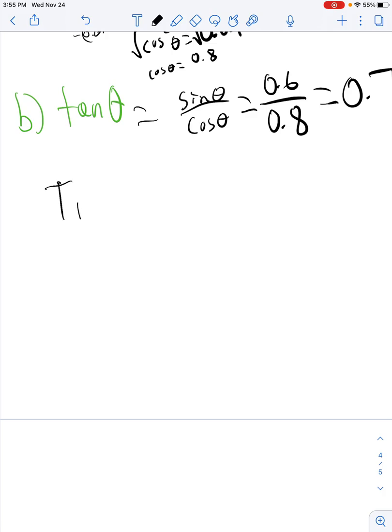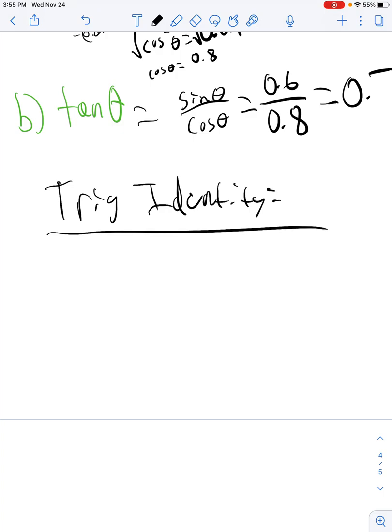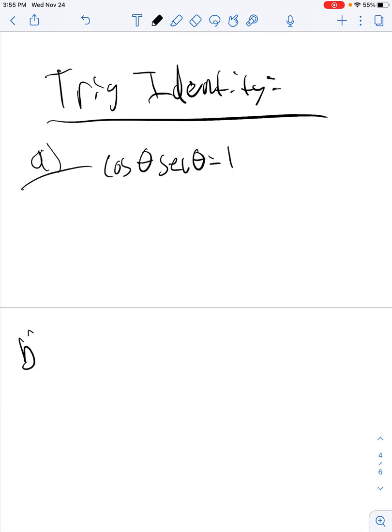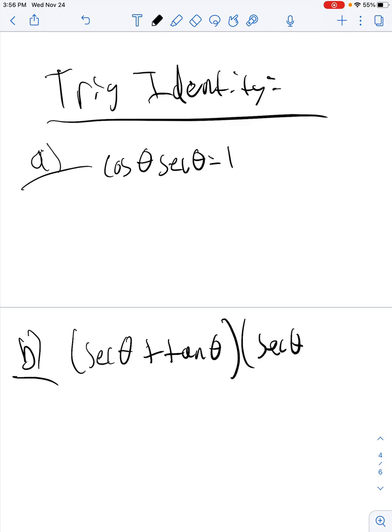Okay, let's do an example with a trig identity. Two different examples. Part A here, we'll do cosine theta multiplied by secant theta equals 1. And then B is secant theta plus tangent theta multiplied by secant theta minus tangent theta equals 1. Snuck it in there.